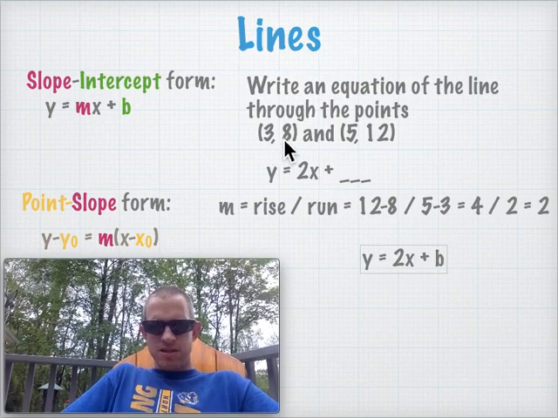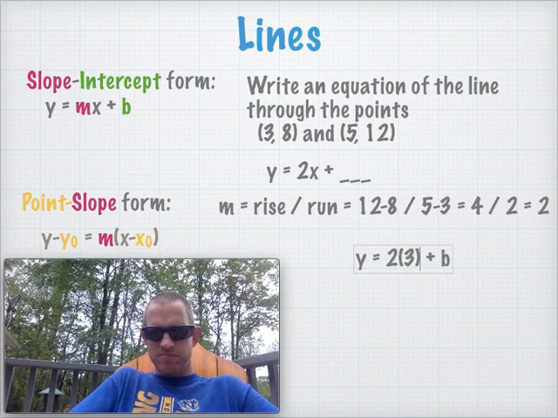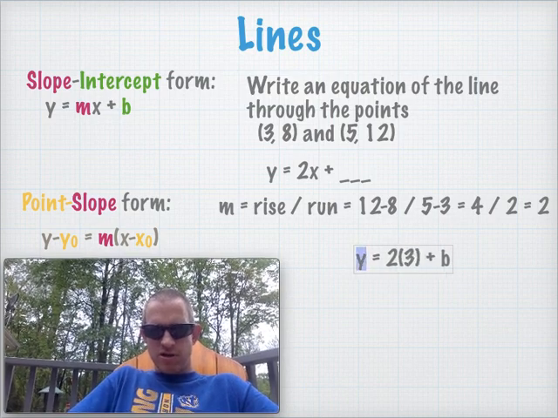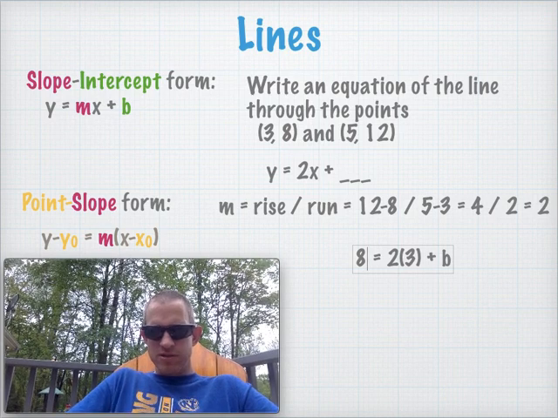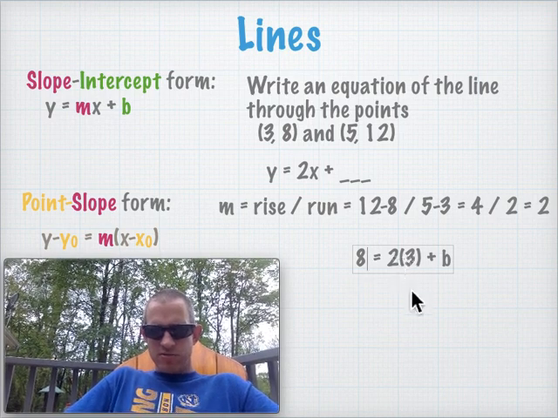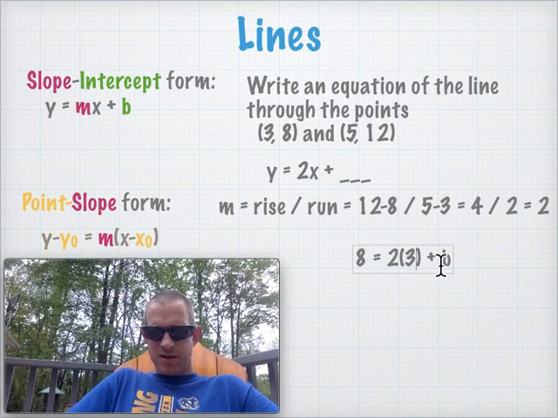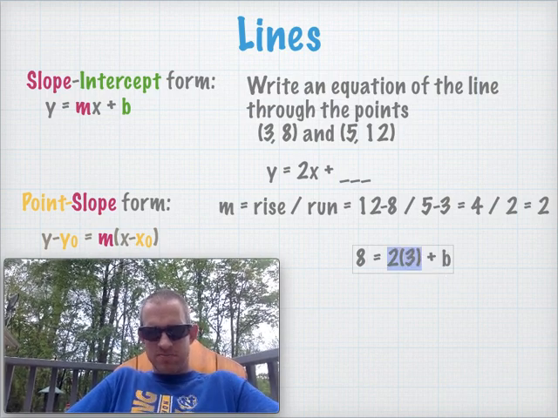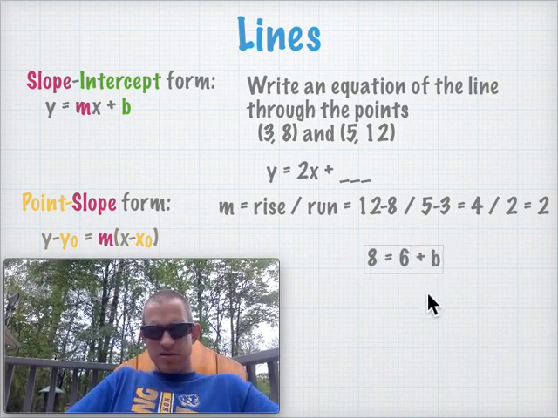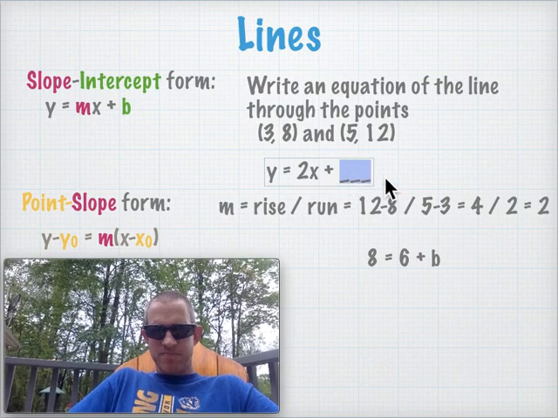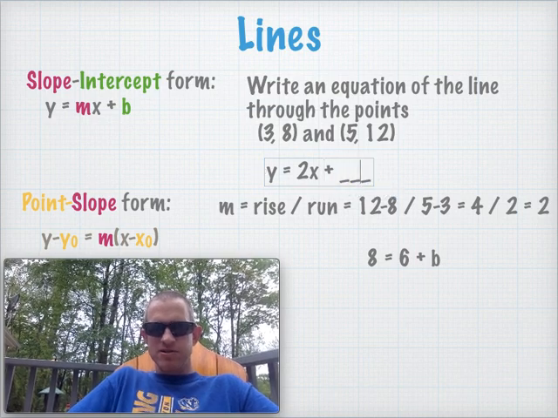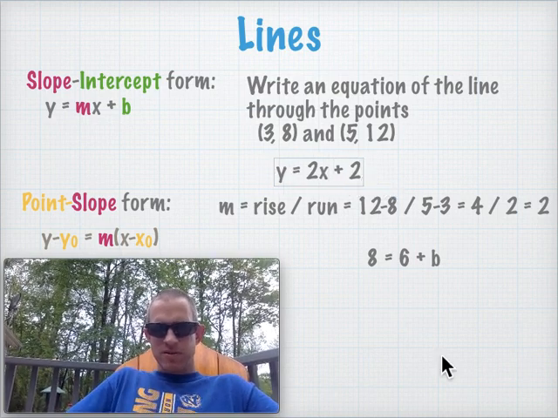So if we use, say, this first point, 3 is our x-coordinate, so I'd put a 3 in here. And 8 is our y-coordinate, so I'd put an 8 in here. And we'll calculate what this equals. 8 equals 2 times 3 plus b. That would be 6 plus b. And if we subtract a 6 from both sides, that means b has to be a 2. And so in this case, both the slope and the y-intercept were 2's.